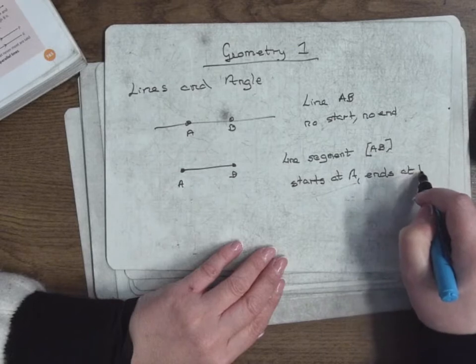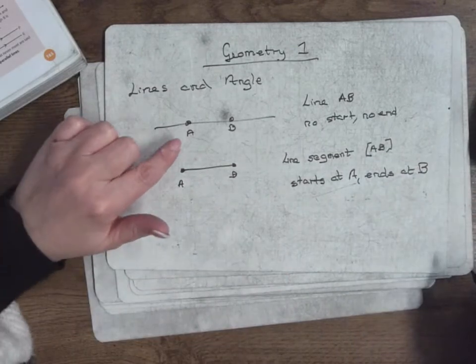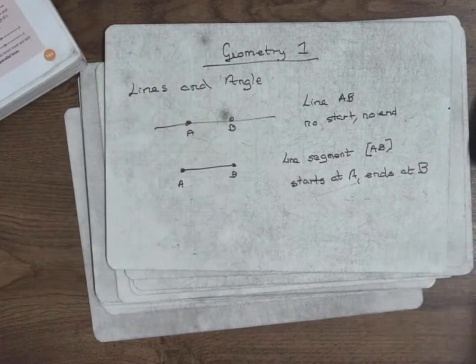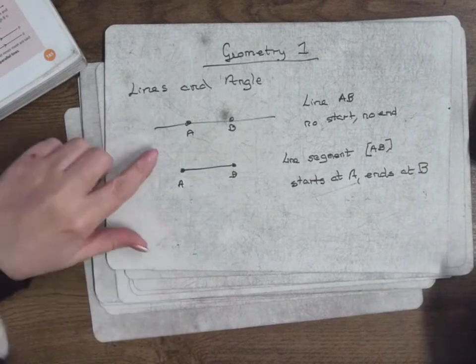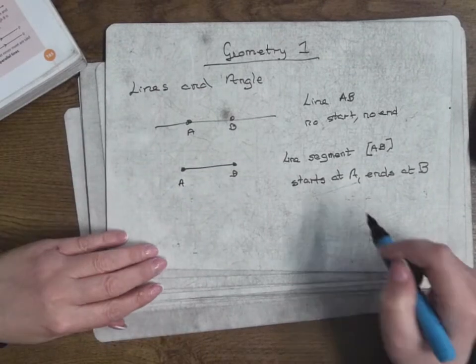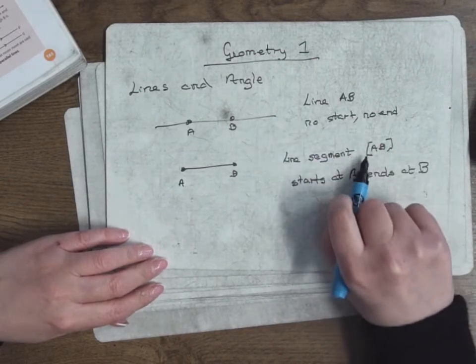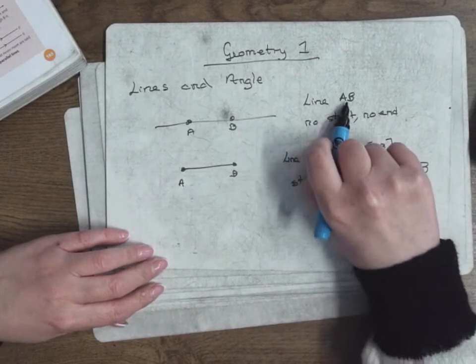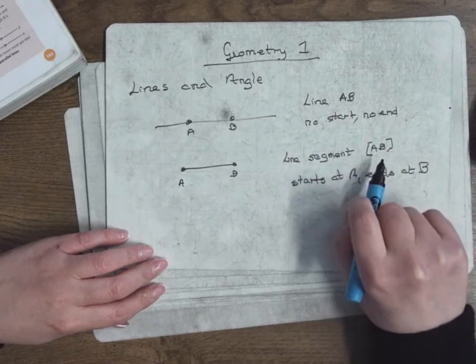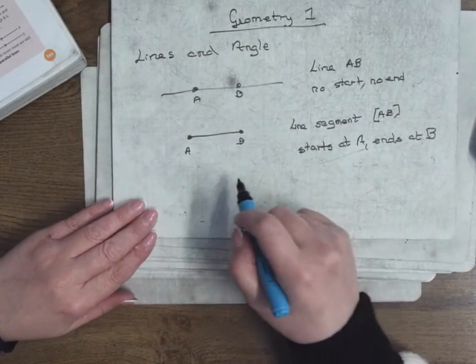So a line segment has a start and an end. A line just goes through the points, goes out the other side, goes on forever. So no start, no end to a line. Whereas if they say it's a line segment, how do you know? They put the square brackets around it. A line has nothing around it. A line segment has a start and an end.